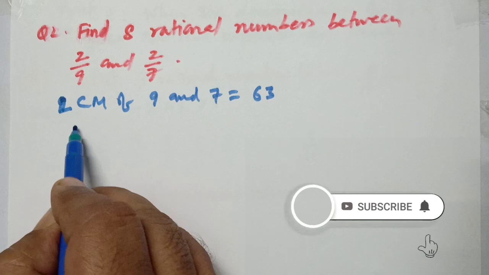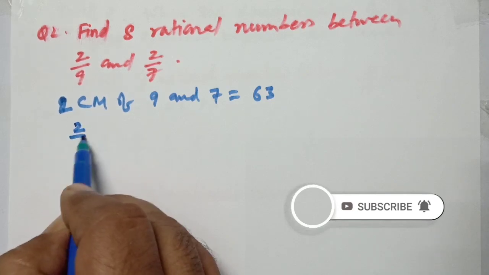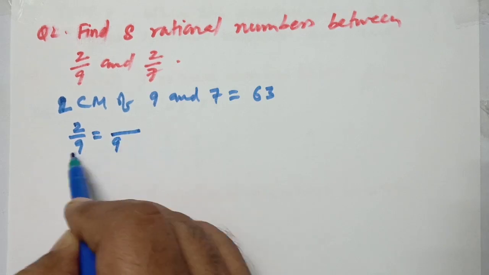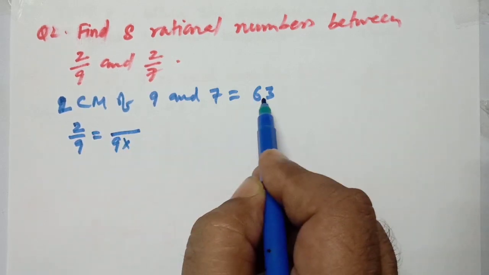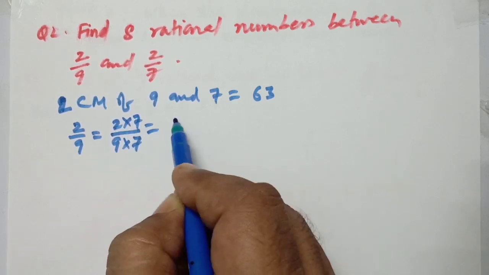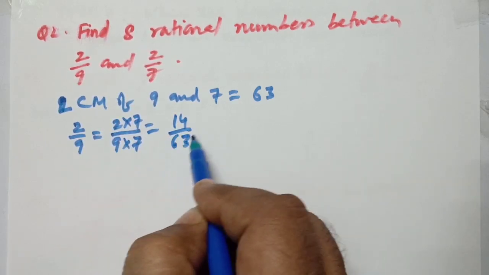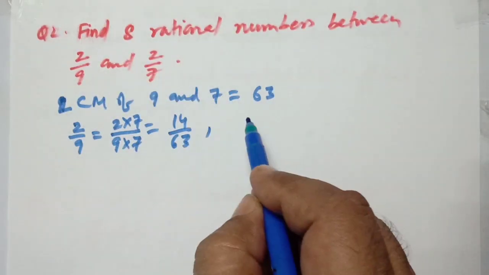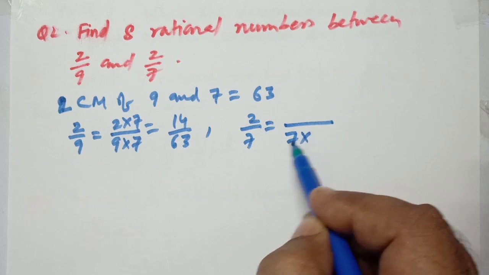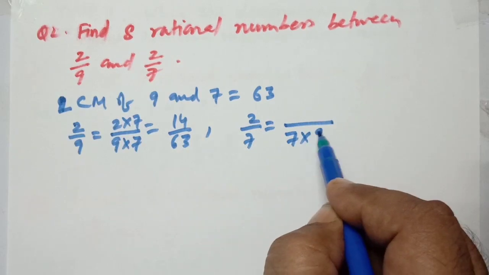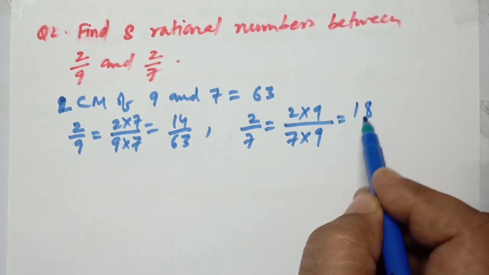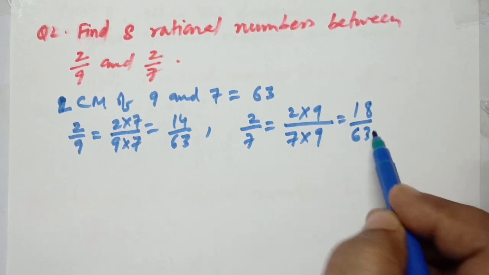Okay, now 2 by 9 we can write as, 9 you multiply by a number which will make it 63. 9 into 7, 2 into 7, so 14 by 63. Similarly, you take the second number 2 by 7, multiply this denominator by such a number that it becomes 63. So 7 into 9, so 2 into 9, so it becomes 18 by 63.